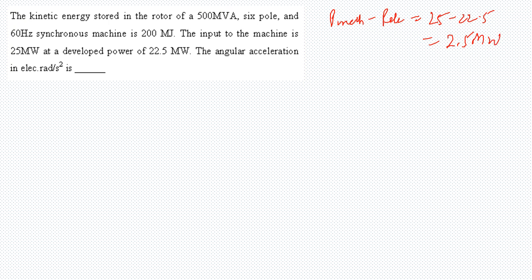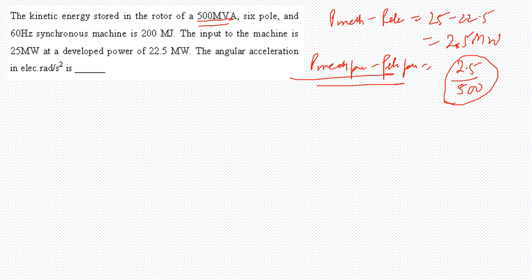To calculate it per unit, I have to divide by the base. So P mechanical per unit minus P electrical per unit is going to be 2.5 divided by 500, where 500 is the rating of the generator. Now I have everything and I can proceed to calculate the angular acceleration. Again I'll write the equation: 2H over omega s into d square delta over dt square is equal to P mechanical per unit minus P electrical per unit.